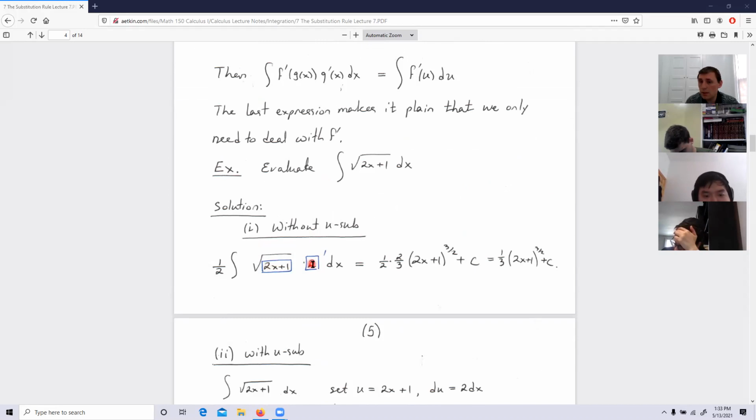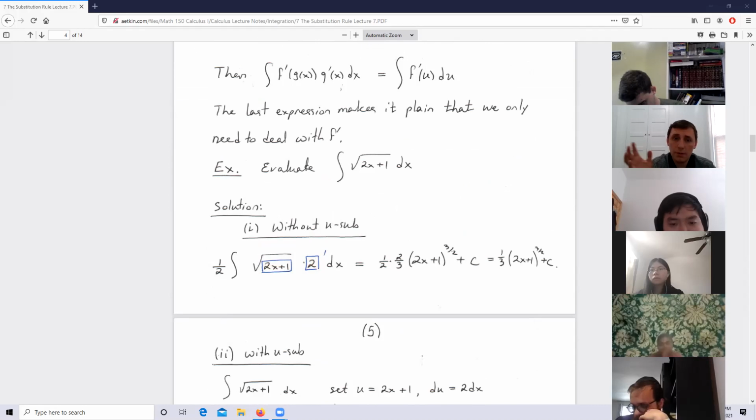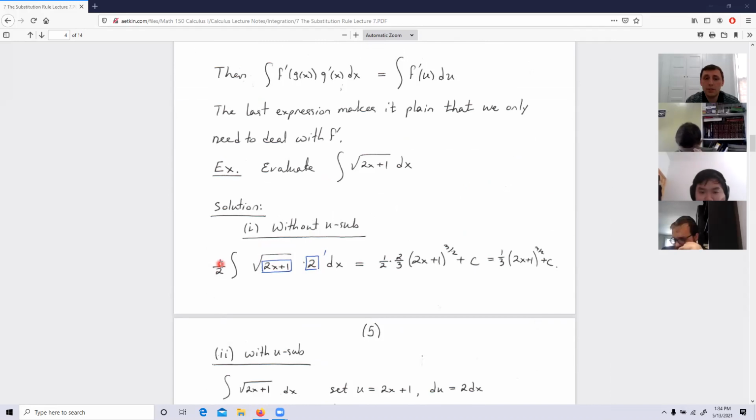Do you agree? But because I was not just allowed to place anything I want, the problem, as stated, needs me to compensate. I compensate by multiplying by 1/2. Do you see 1/2 and 2? They cancel each other out. So now it's 1/2 times something that looks like a perfect chain rule. And all I have to do is find the antiderivative of root x.